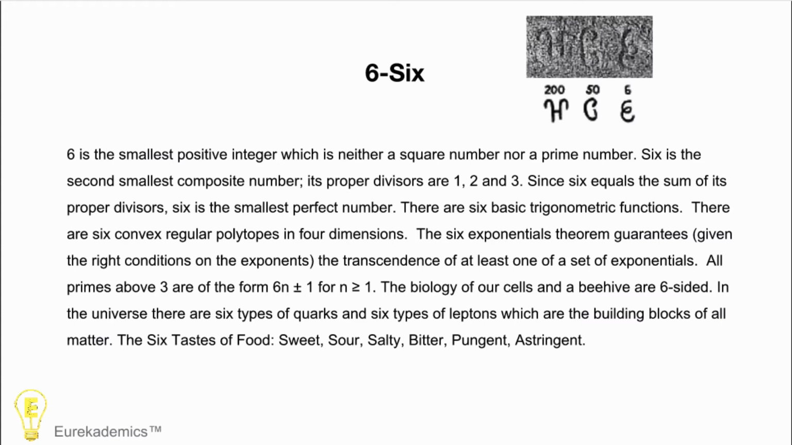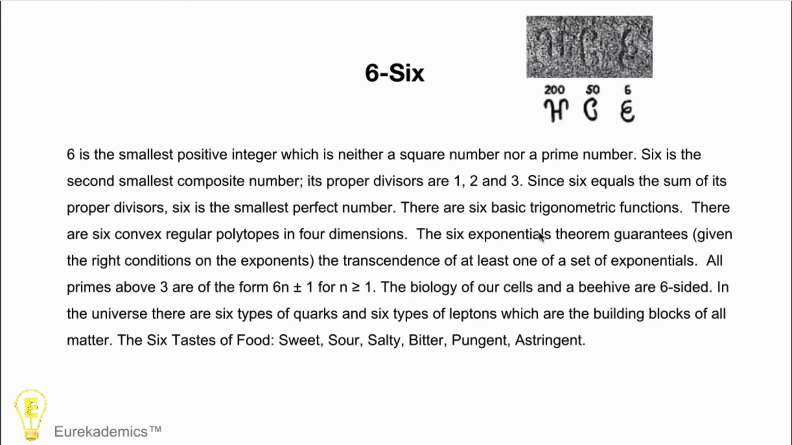6 is the smallest positive integer which is neither a square number nor a prime number. 6 is the second smallest composite number. Composite means it comes from 2 different numbers. And its proper divisors, which numbers can it come from, are 1, 2, and 3. Since 6 equals the sum of its proper divisors, 6 is the smallest perfect number.